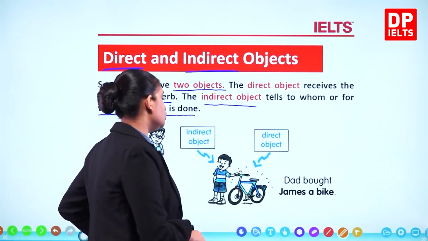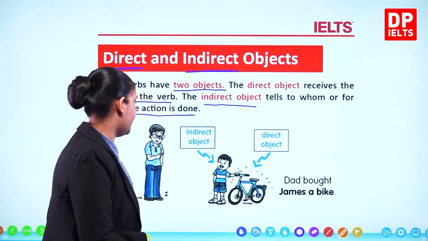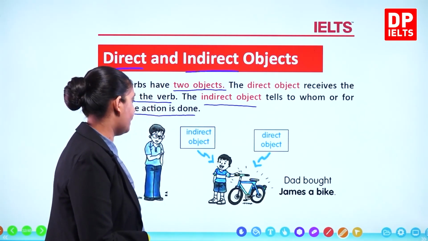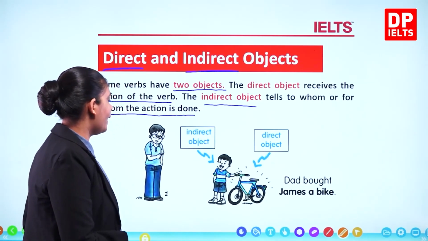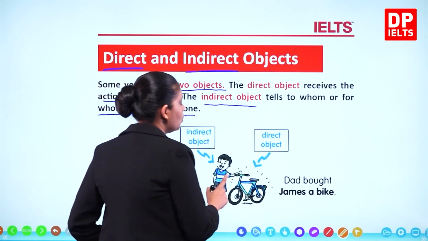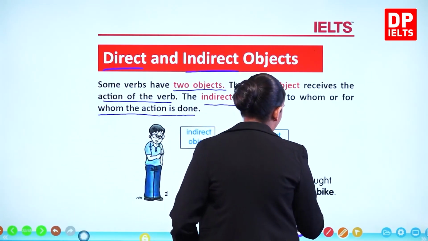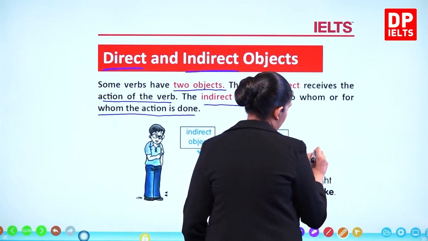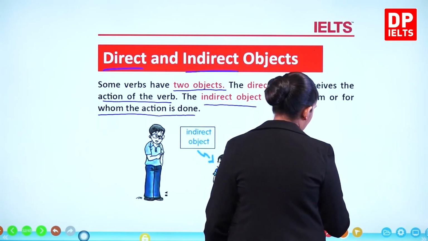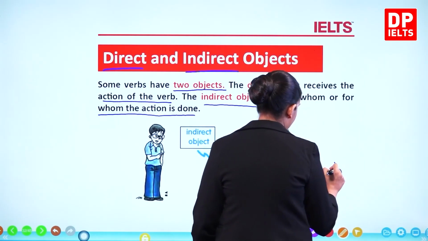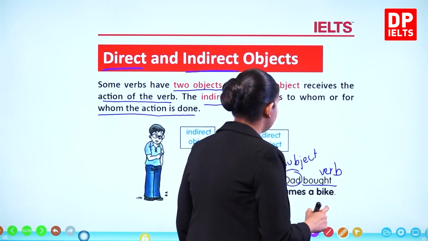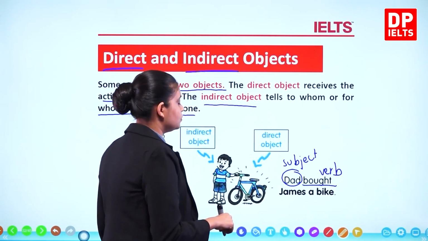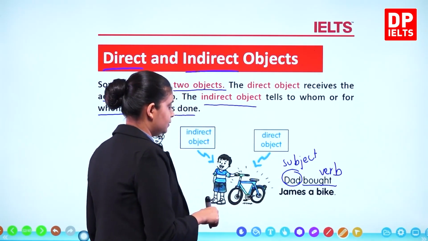Dad bought James a bike. Okay. Now let's have a look at it. Who bought James a bike? Dad. So dad is the subject. What is the verb here? Bought. Okay. So dad bought a bike. Sorry, dad bought James a bike. Okay.